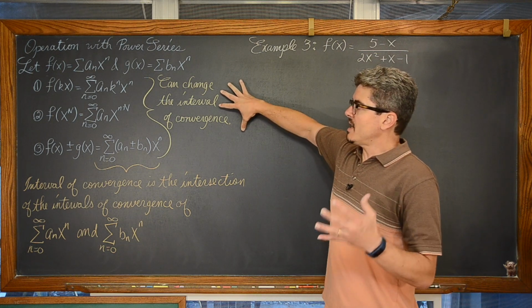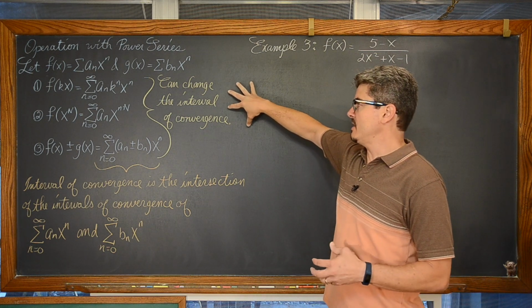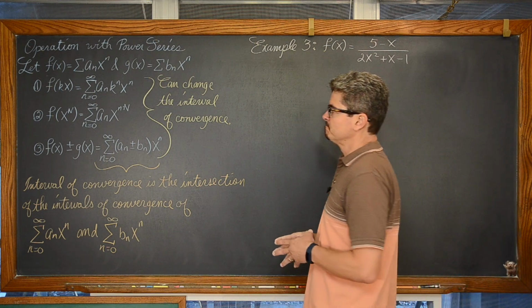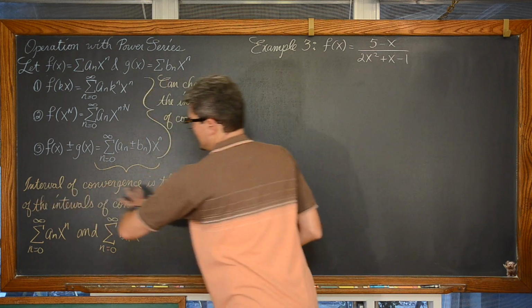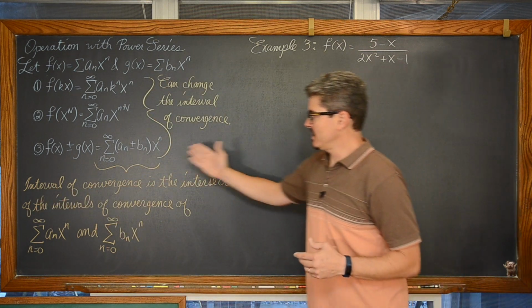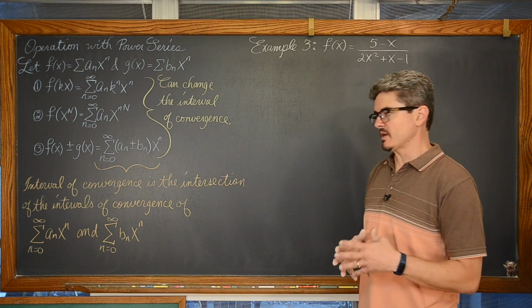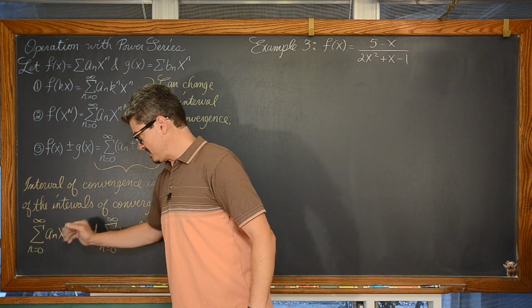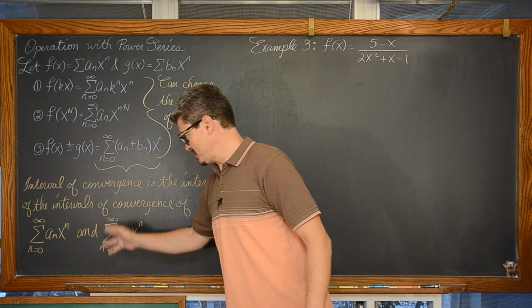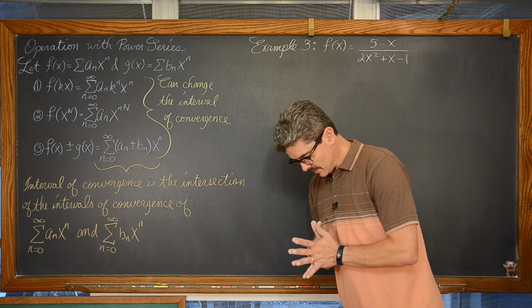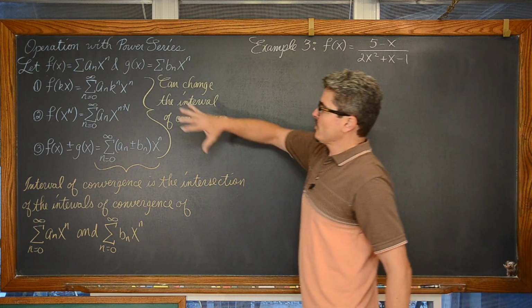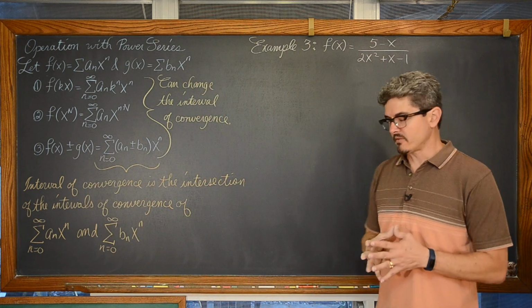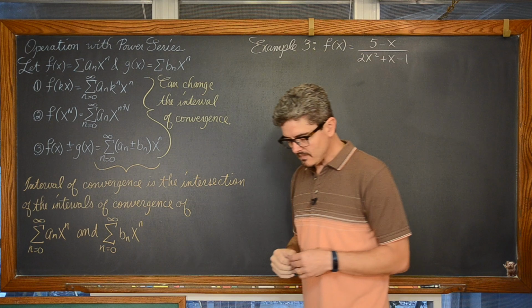Now, these operations with the power series can change the interval of convergence, so recheck that when you're done setting up those series. And for our last one here, the interval of convergence is the intersection of the intervals of convergence for our series a sub n times x to the n power and our series of b sub n times x to the n. So these operations will change the interval of convergence, but on the third one specifically, you're looking for the intersection of the intervals of convergence for two individual series.